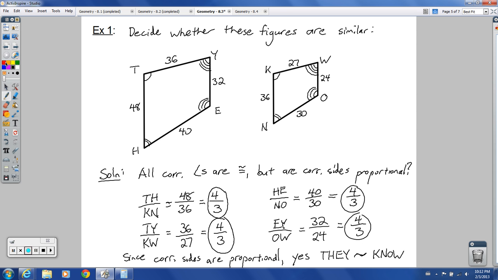At this point, get out your different color. Pause the video if you need to do that. But I want you to write down what that says or how you would read that. So if you're reading this out loud, you'd say "is similar to." So THEY is similar to KNOW. And that'll do it for example 1.